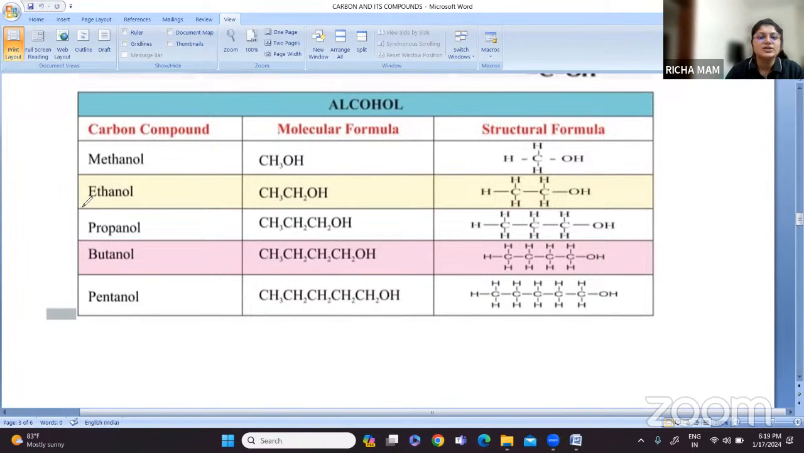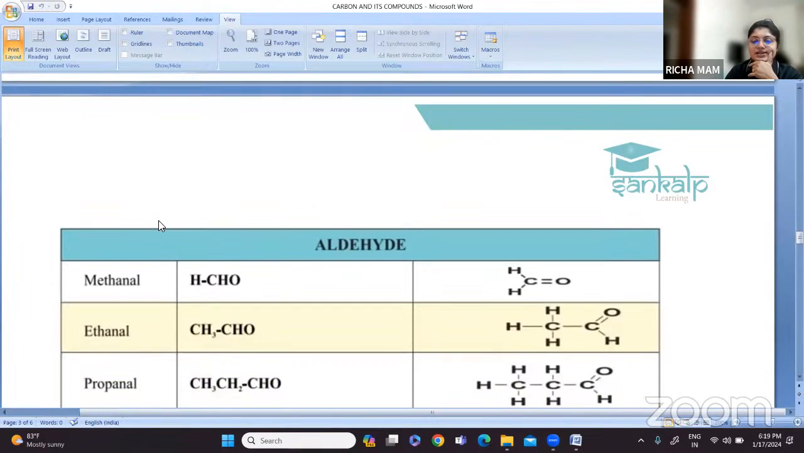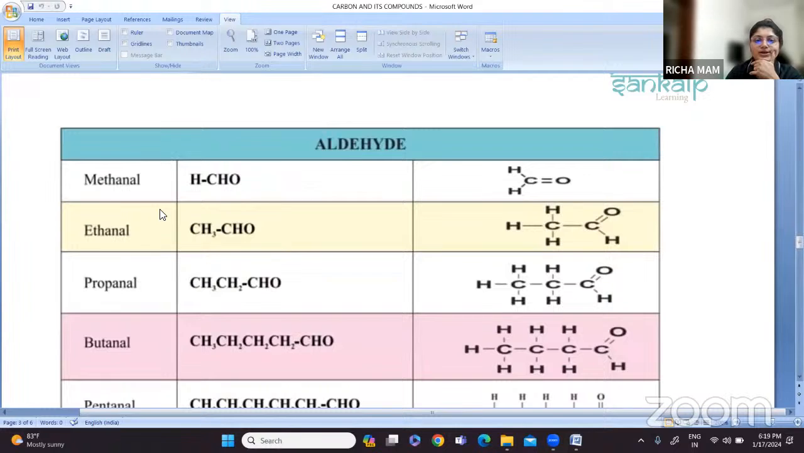So this set of compounds is following the alcohol series. These are homologous series of alcohols, so this is an example of a homologous series. This class of compounds belongs to alcohols. Then the next homologous series is the aldehydic series. Next is the aldehydic series.